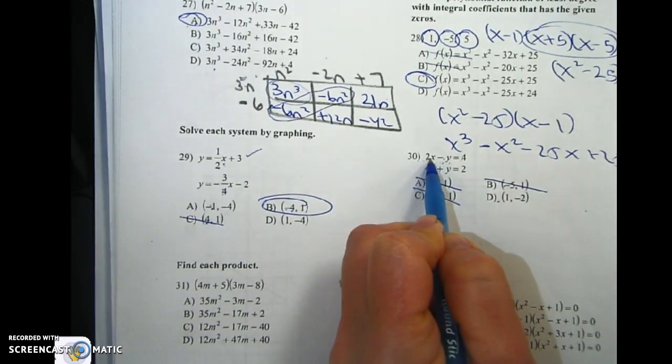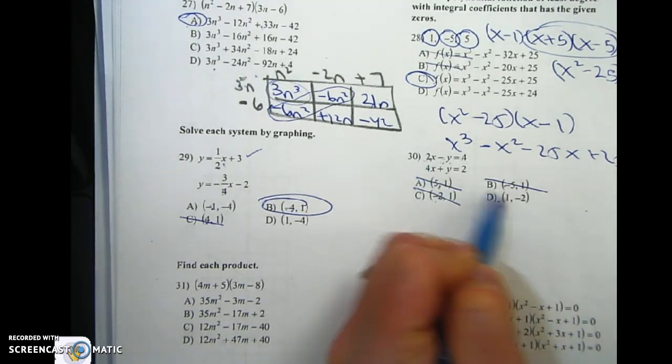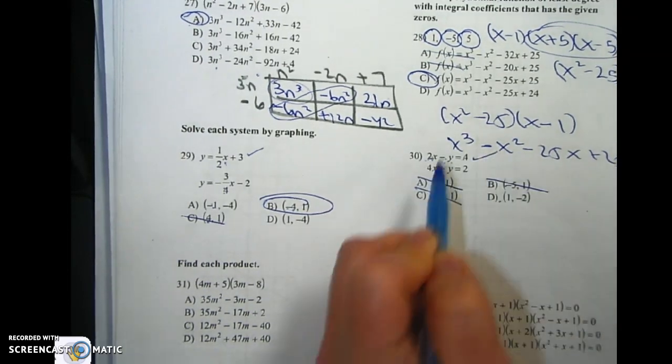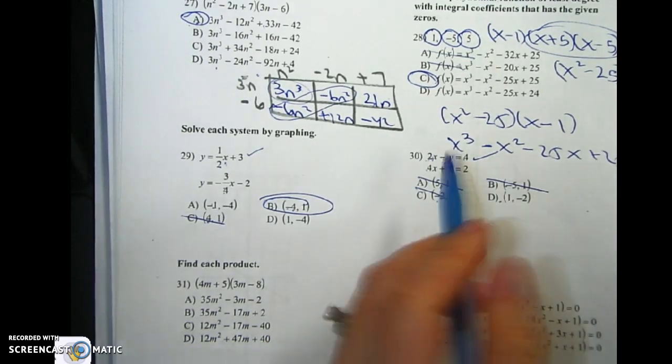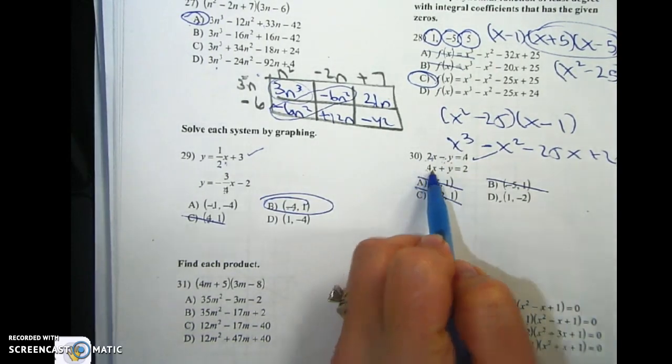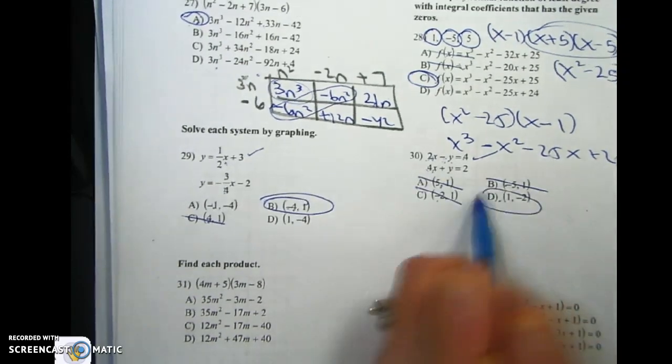2 times 1 is 2. Minus a negative 2 turns into plus 2. That's 4. That works. Check it for both, though, because you don't want to just get excited because you got the answer. You might have made a mistake. 4 times 1 is 4. 4 minus 2 is 2. So the answer is D.